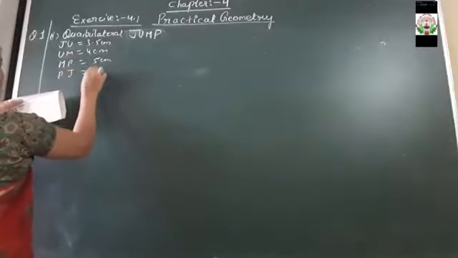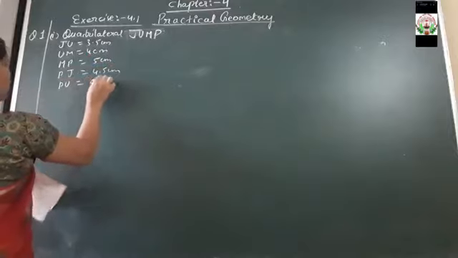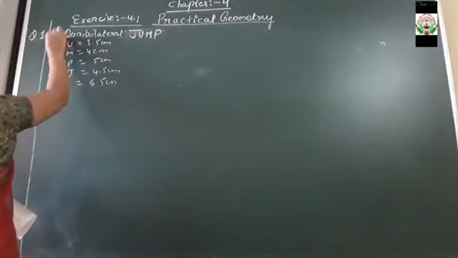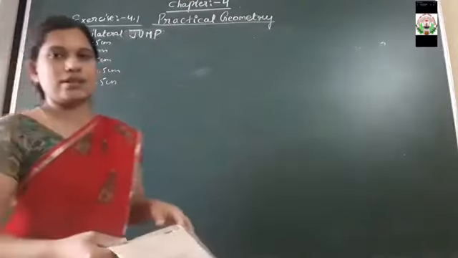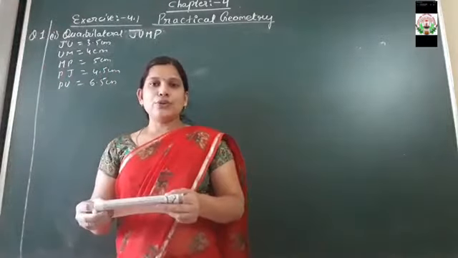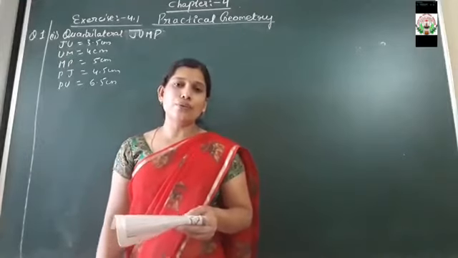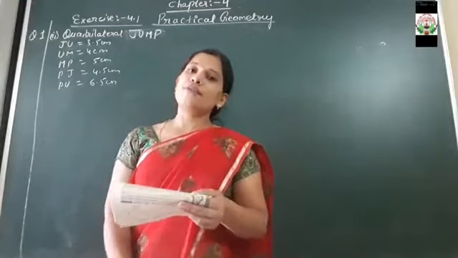PJ is given as 4.5 centimeter. Then PU is given as 6.5 centimeter. This is the second question from exercise 4.1. Okay. Now what we have to do with the help of this measurement, first what we are going to do, we are going to construct a rough sketch.